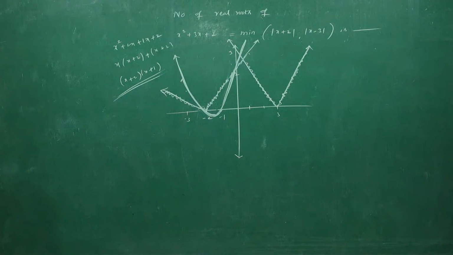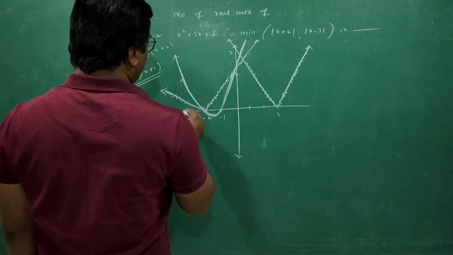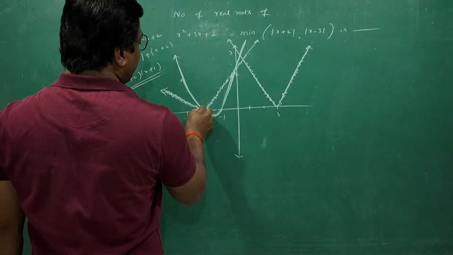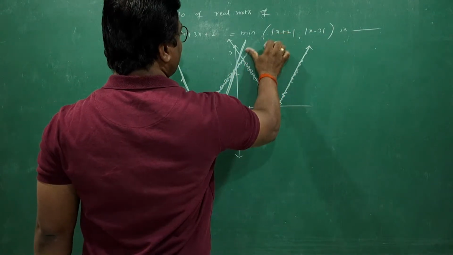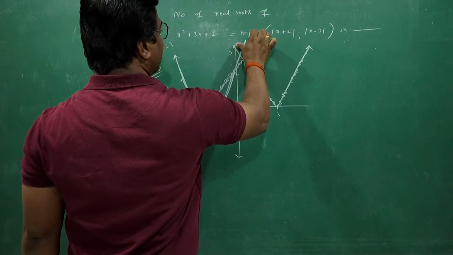The number of points of intersection gives the number of solutions. See, this shaded portion indicates the right part. Okay, so you have to neglect this one.